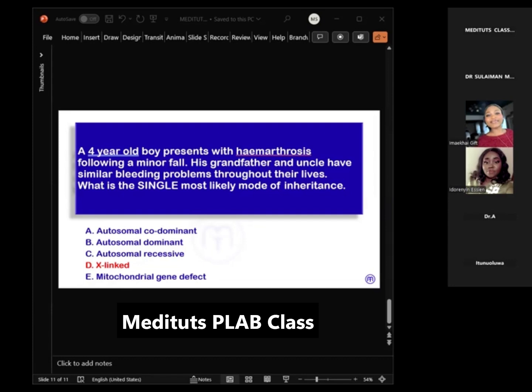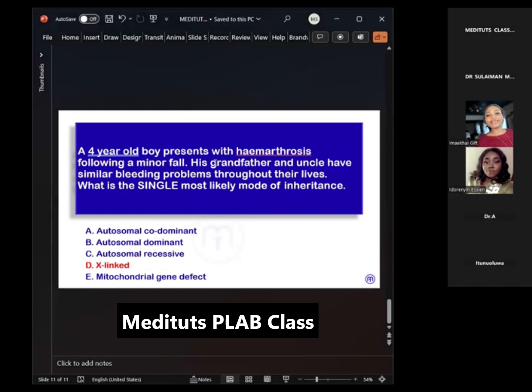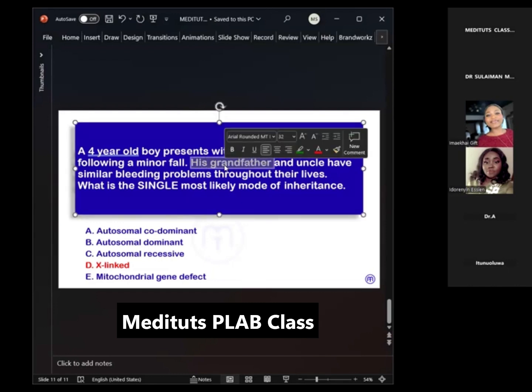And that's why the question is silent here. It doesn't state whether it's his paternal grandfather or the maternal grandfather that has the disease. It just states his grandfather and uncle, meaning everybody expects that this grandfather probably gave the X-linked disease to the mother, who in turn did not develop the disease but had the X chromosome and then gave it to the son. Is that clear? Doctors, is that clear?